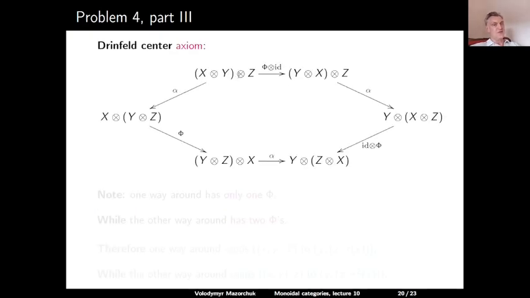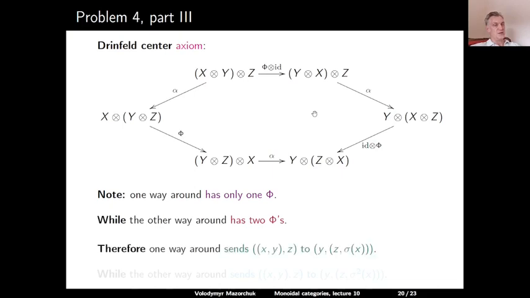And now let us look at the Drinfeld center axiom. So we have this axiom that starting from (x tensor y) tensor z, we can go to (y tensor z) tensor x in two different ways. We can rearrange the bracket applying the associativity, we use the Drinfeld center structure map, and then we use the associativity again. Alternatively, we use the Drinfeld center structure map internally in the bracket, then we use associativity, and then we use the Drinfeld center structure map again. It is interesting to note that one way around uses phi only once, and the other way around uses phi twice.